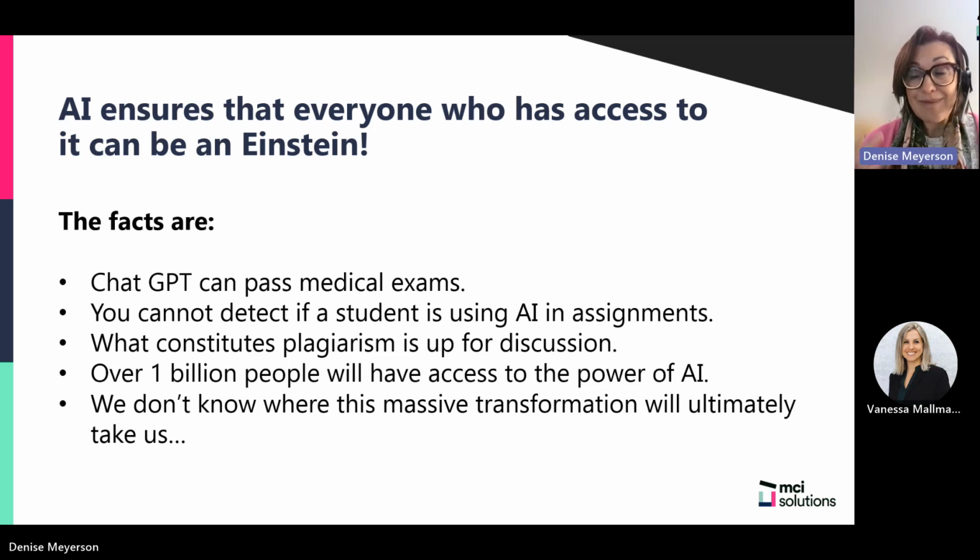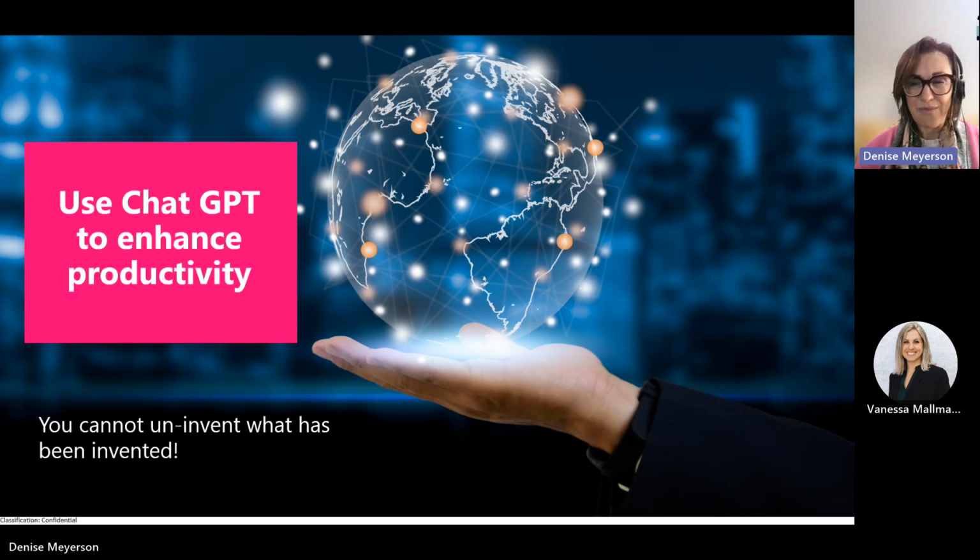But on the other hand, the plus side is that AI gives everyone the opportunity to become like an Einstein, which we never had before. It can pass medical exams, it can pass legal exams. We can't even detect it in assignments, a huge problem for universities and colleges. How do we know who's writing the assignment, the student or the AI? Over 1 billion people in the world are going to have access to this eventually. So it's a massive transformation that's going to take us somewhere, and let's use it in the appropriate way. And for us, the appropriate way to use it is as a way of enhancing productivity.